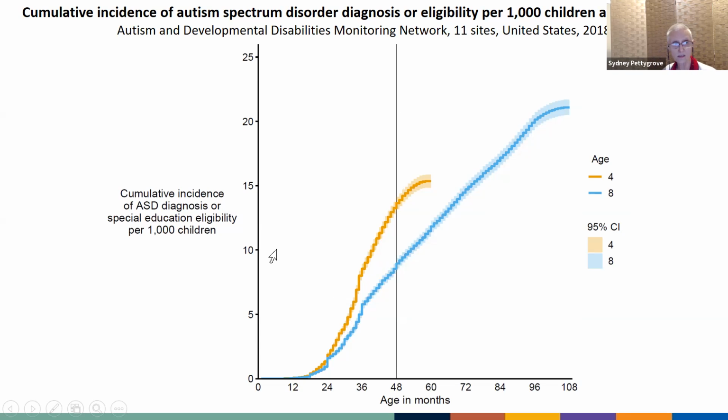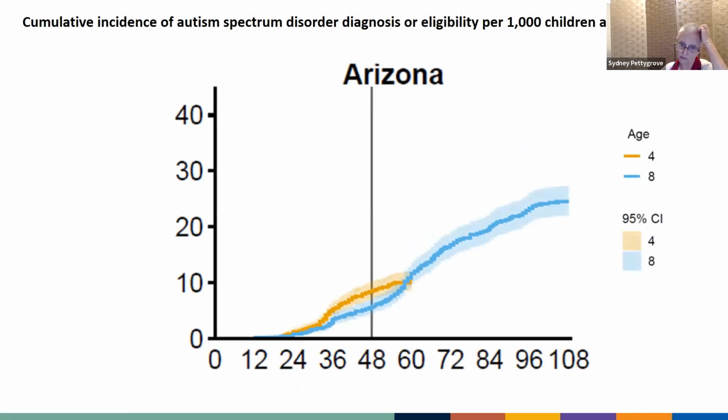And so this is the system overall. And this is Arizona. And maybe we don't look quite as good as the overall, but there is that difference where the kids in the 4-year-old group seem to be getting recognized at earlier ages than the ones that are 4 years older.